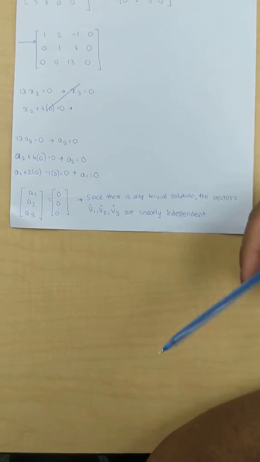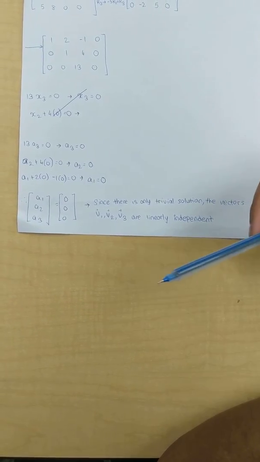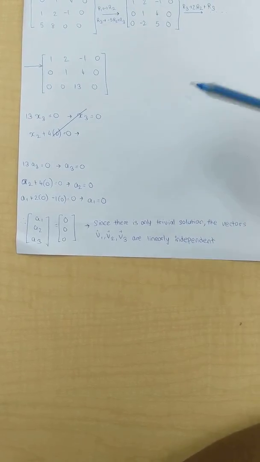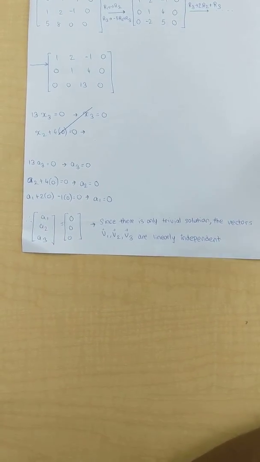So by the definition, since the coefficient matrix all equals 0, we only have the trivial solution for this matrix, and therefore vectors v1, v2 and v3 are linearly independent.